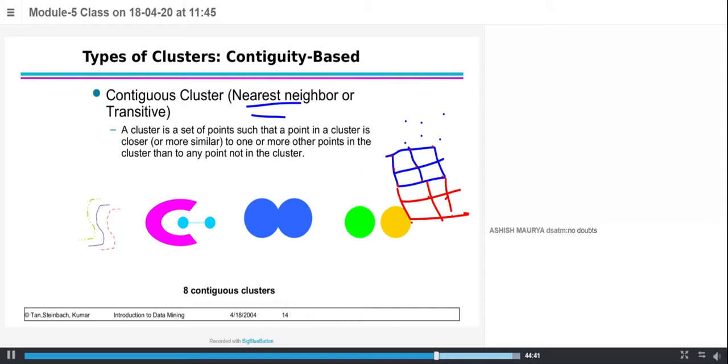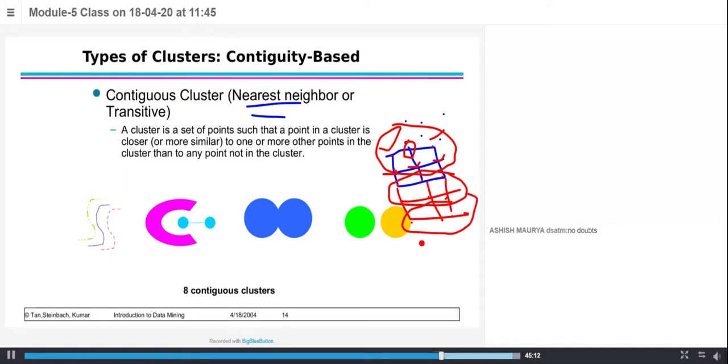Suppose I consider this point. The neighbors of this point are this one, this one, this one, this one, and this one. This point is closer to this point, but this other point is far from it. So if any object is closer to one or more points that are nearest to it, then we say all of these belong to one cluster, and all of these belong to another cluster, and these to another cluster, like that.